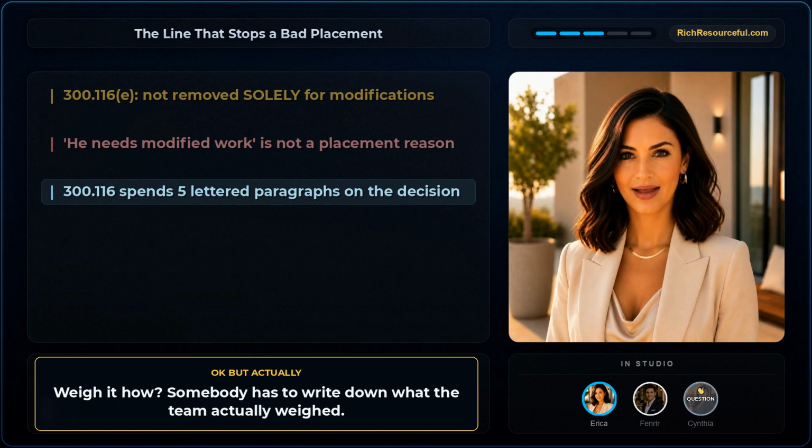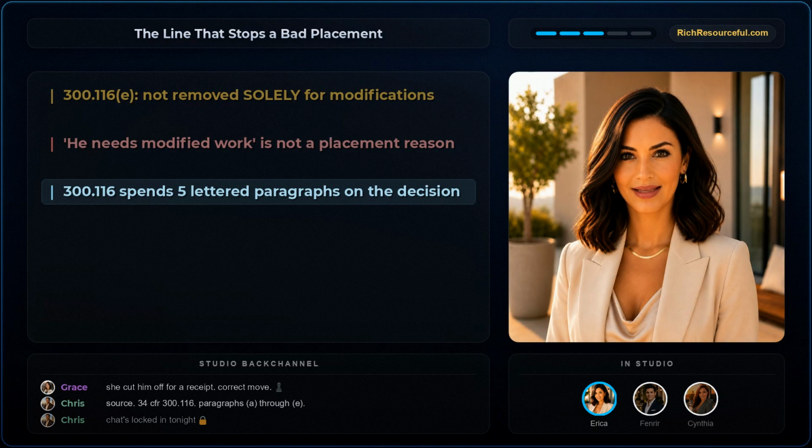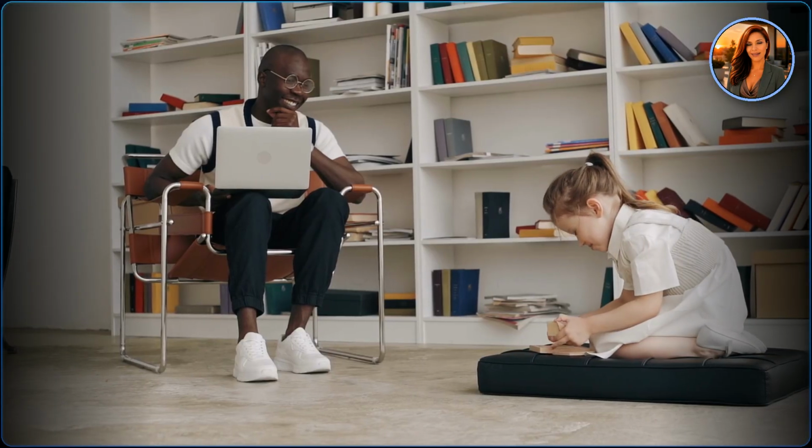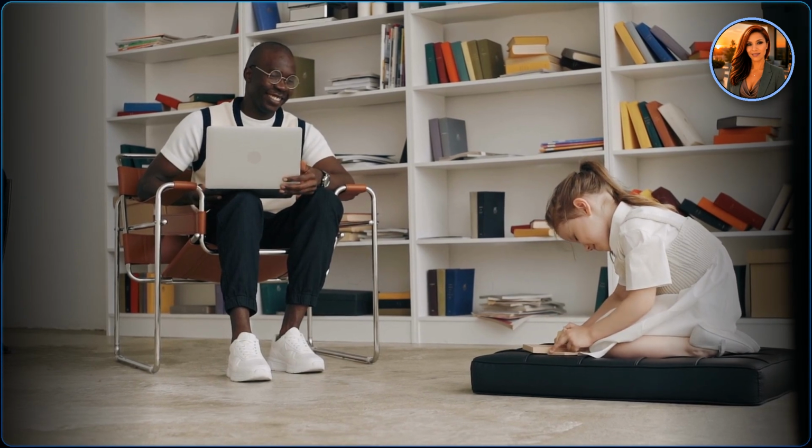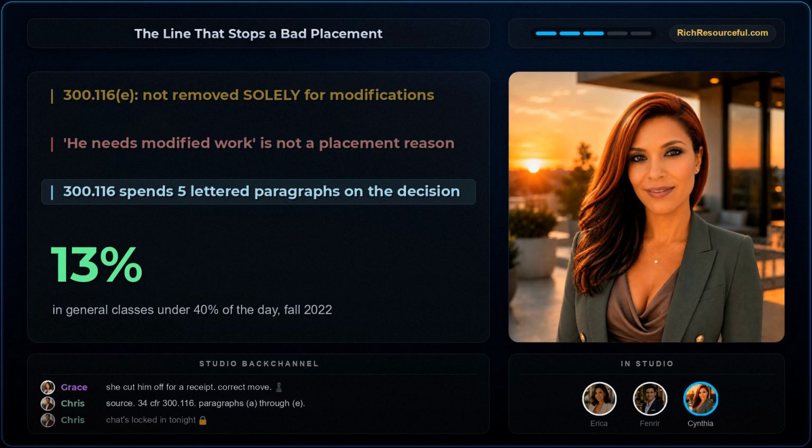There's a box, and most people treat it as a formality. Not a formality, a record. Of the school-age IEP students who are in regular schools, 13% spend under 40% of the day in general classes, and almost nobody arrives there in one meeting. One box on the IEP, and it's where every placement argument either holds up or falls over.